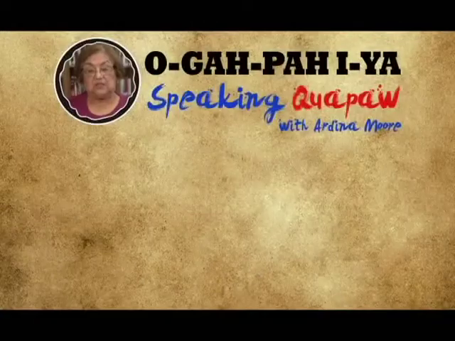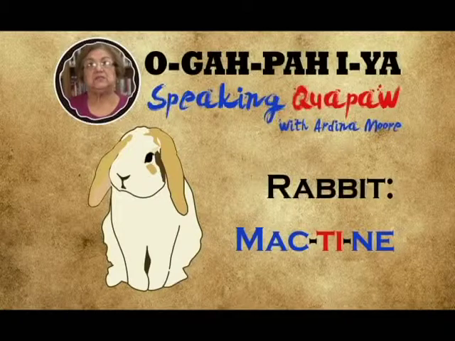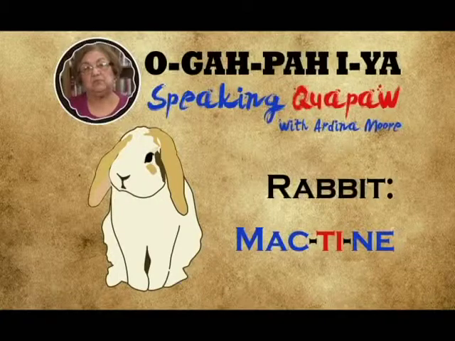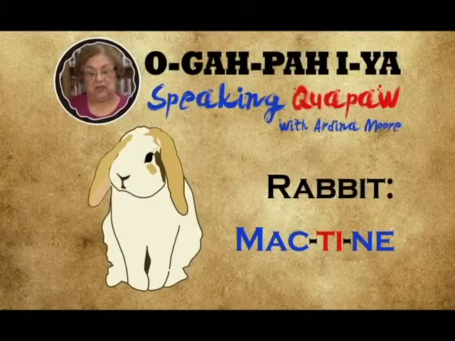The rabbit is called Meshtina. That goes kind of a mish sound in the first syllable. The second syllable is like T, and the third syllable is na. Mishtina. So put those together and practice saying Mishtina for rabbit.